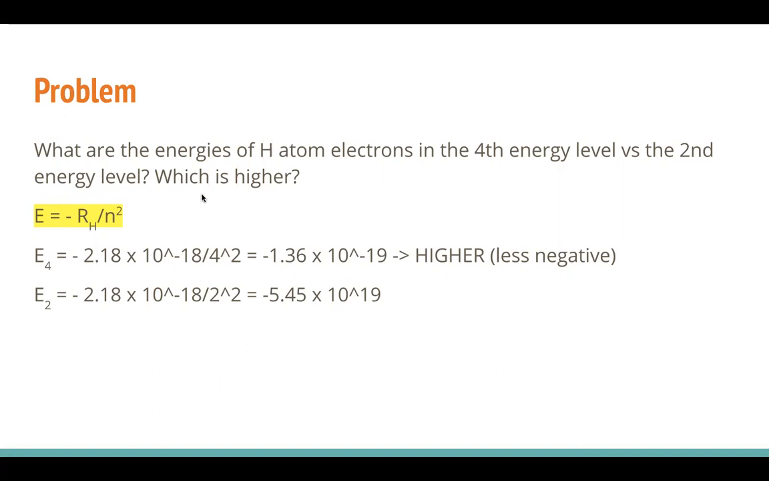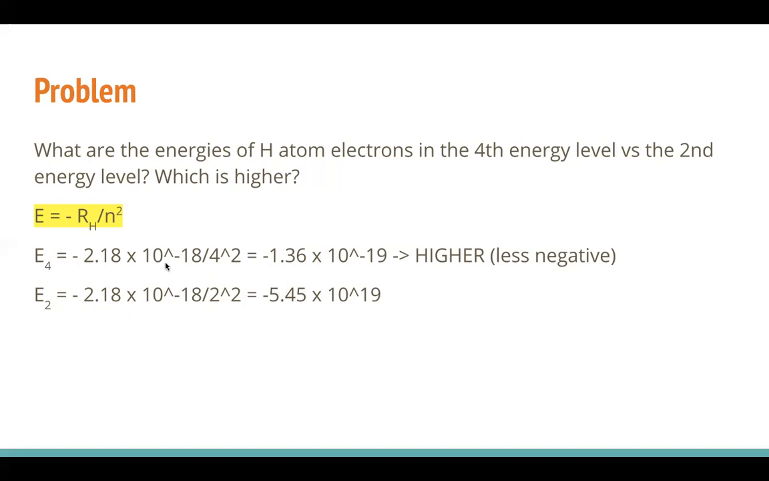You can see that for the fourth energy level, n squared equals 16, versus the second energy level, 2 squared equals 4. You can just look at this. You don't even need to know Rydberg's constant. Just ignore it and say it's 1 over 16 versus 1 over 4. Negative 1 over 16 is less negative, so you would say that it's higher in energy.